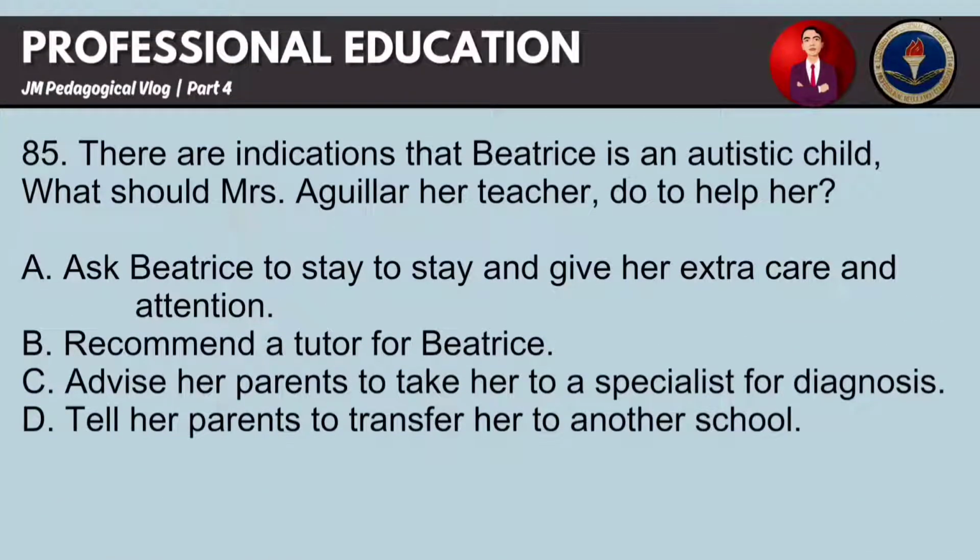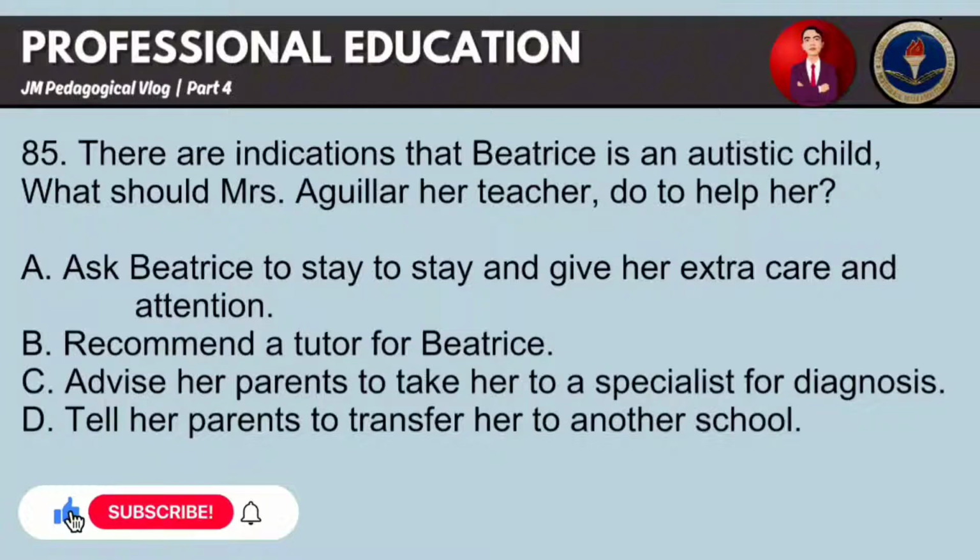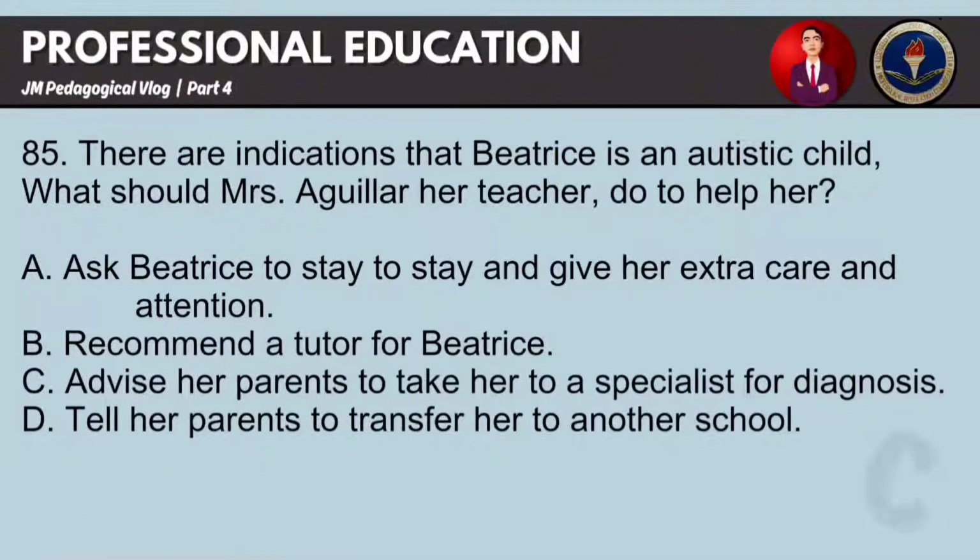There are indications that Beatrice is an autistic child. What should Mrs. Aguilar, her teacher, do to help her? A. Ask Beatrice to stay and give her extra care and attention. B. Recommend a tutor for Beatrice. C. Advise her parents to take her to a specialist for diagnosis. D. Tell her parents to transfer her to another school. C. Advise her parents to take her to a specialist for diagnosis.